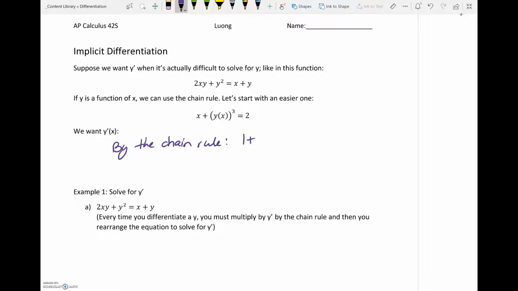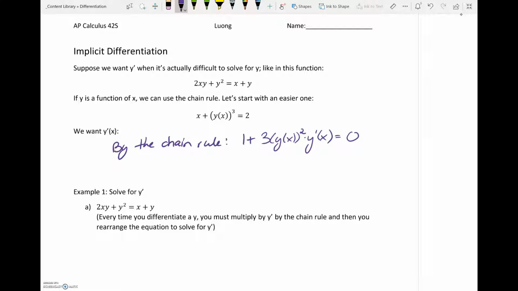Here we have to use the chain rule because we have a function of a function. So the outer function is to the power of 3. We're going to use our power rule first, bring down the 3, leave the inside alone, and then subtract 1 from the exponent. Now by the chain rule, we'll have to multiply by whatever the derivative is of the inside, which we're just going to call y prime of x. And then the derivative of 2 is just 0.